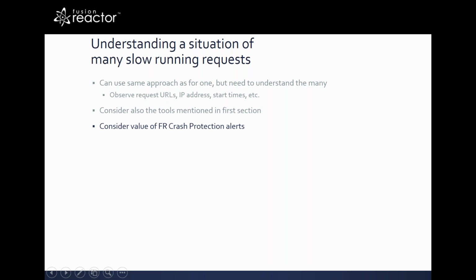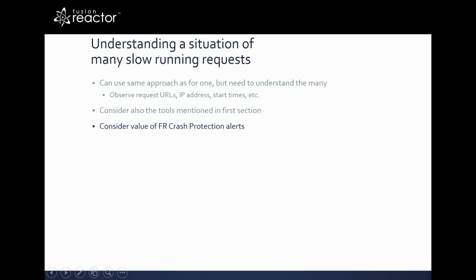I also want to remind you and make sure you're aware of this, and we covered this in other webinars. FusionReactor has a notion of crash protection alert emails. You set them up, for instance, to say when X number of requests have been running over Y seconds, I want to know about it. Now, some of you will say, I don't need another email. My users will tell me that the problem is happening. No, that's not the point.